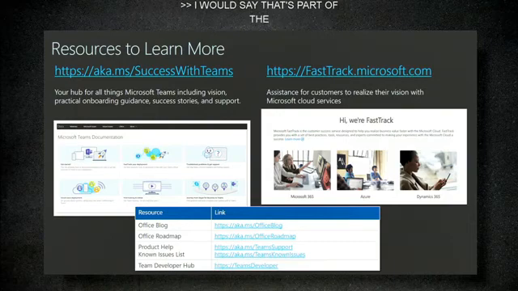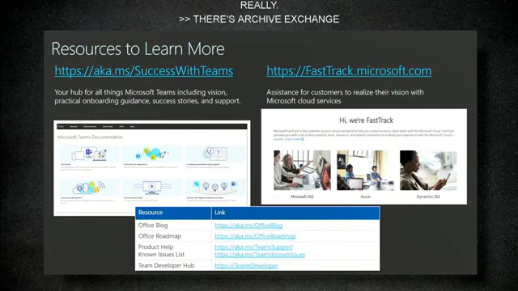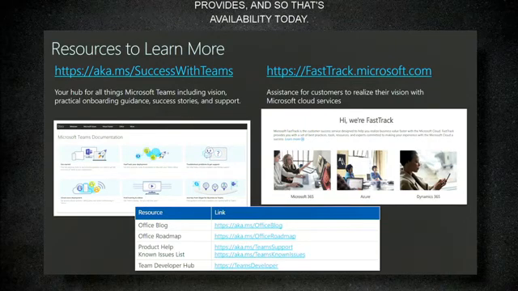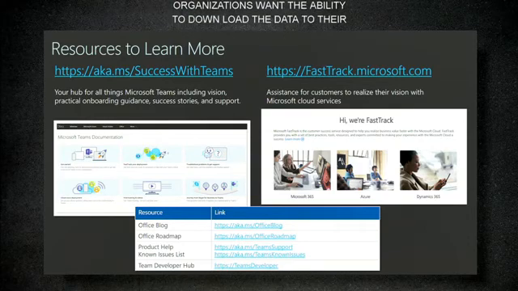Yeah, so first of all, do you mean like for yourself or archive? There's archive that Exchange provides. A combination of both, really. Okay. There's archive that Exchange provides today for immutability of your data, and so that's available today. And there's also other organizations who want the ability to download the data to their own environment for whatever reason as well, and that's actually a GDPR requirement as well.